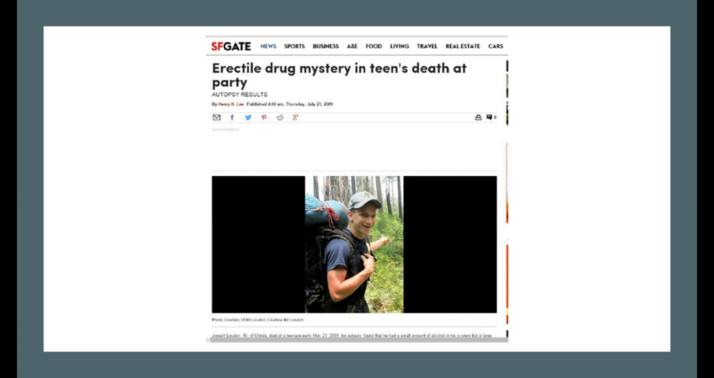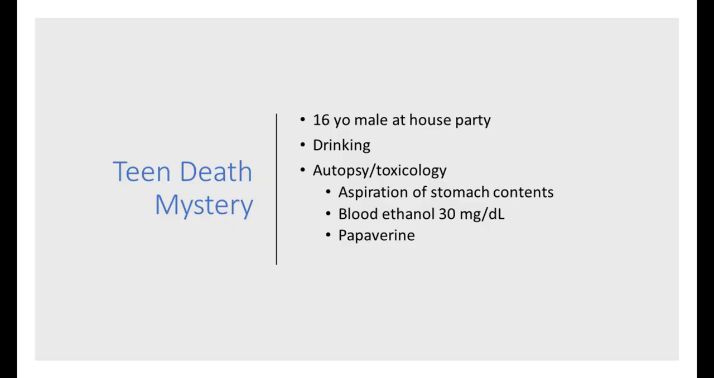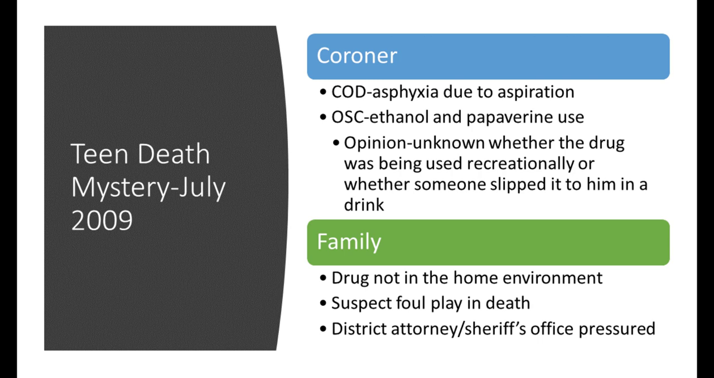So this was big in the news in this area of the country in which this young man died. An erectile dysfunction drug was found in the toxicology unexpectedly in this young man after he died. He's only 16 years old. He's at a house party. He's drinking. And at autopsy, they find aspiration of the stomach contents. They find a pretty low ethanol value. And they also find papaverine, which is an erectile dysfunction drug.